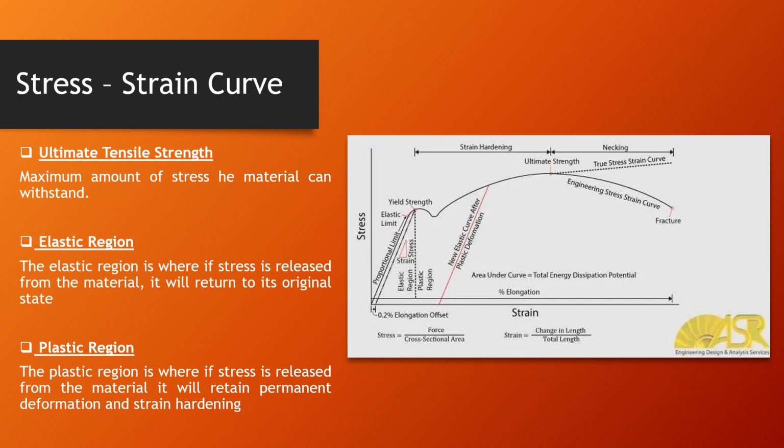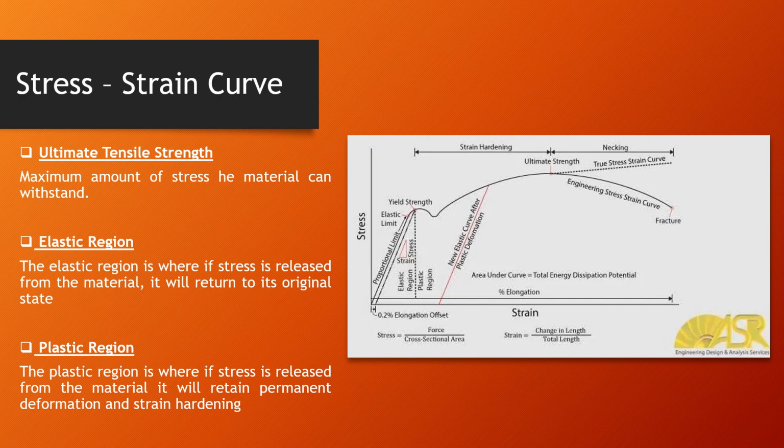So, ultimate tensile strength. This is the maximum strength that a material can withstand. After this, usually the material starts to fracture. So it is actually the maximum stress you see on a stress and strain curve for a certain material.